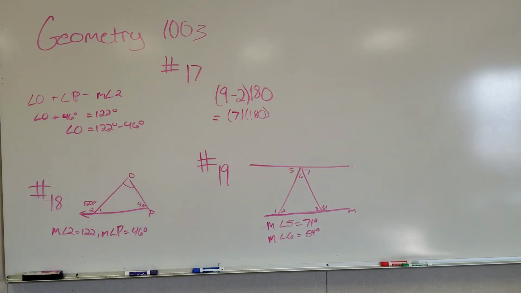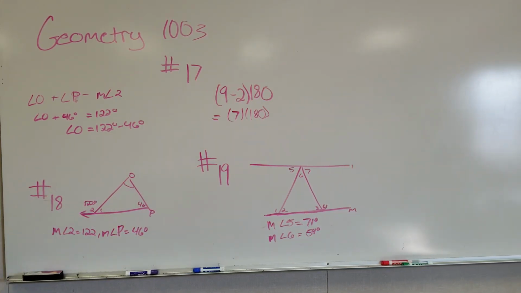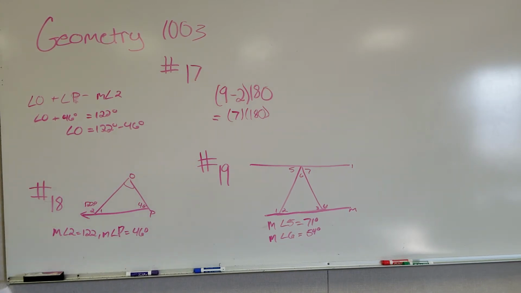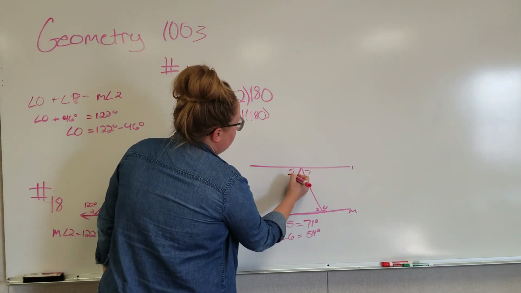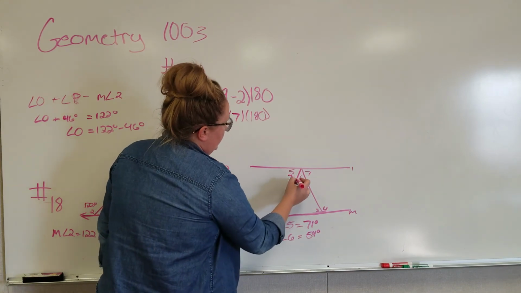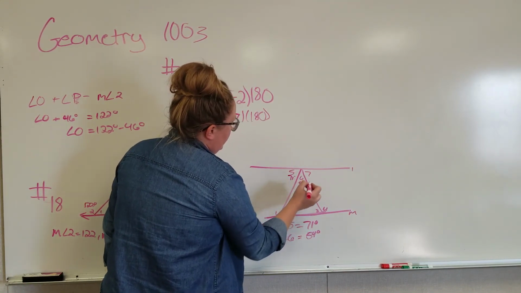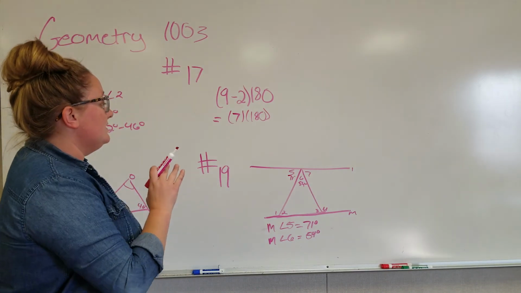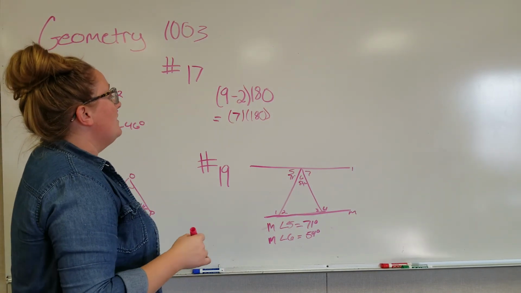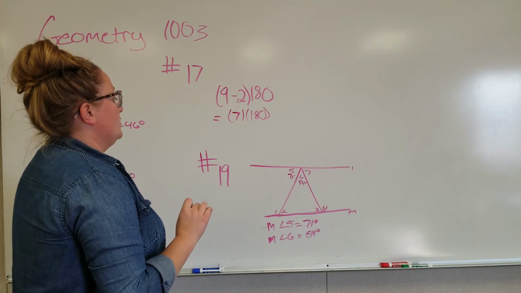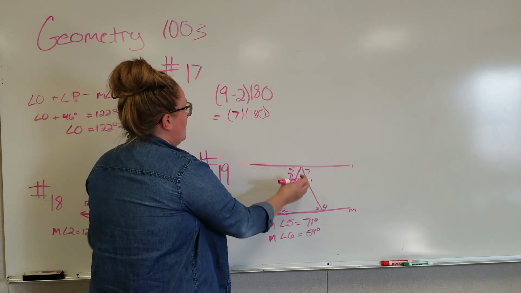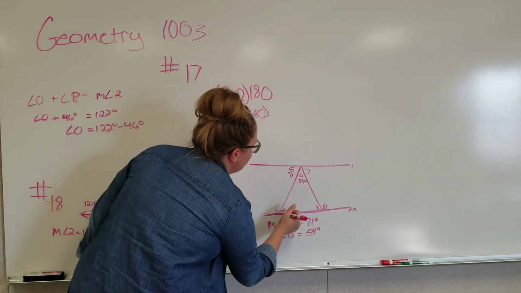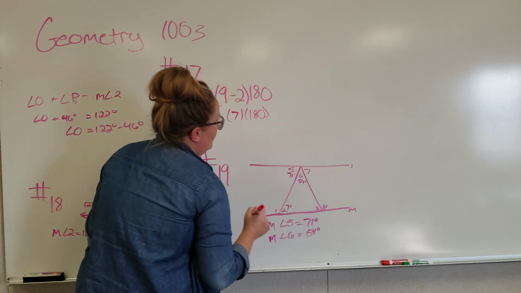Number 19, they tell you that L is parallel to N. All right, that's your given. And they want you to find the measure of angle 3. If the measure of angle 5 is 71 degrees, and the measure of angle 6 is 54 degrees. So what we need to remember is because they told us the lines are parallel, that means our remote interior angles are equal. So 5 and 2 are called remote interior angles. They're on opposite sides of the same line. So that means angle 2 is equal to 71 degrees.